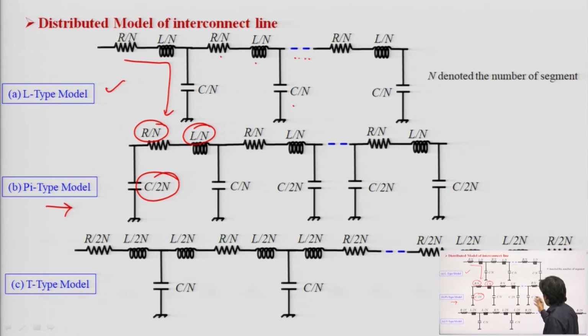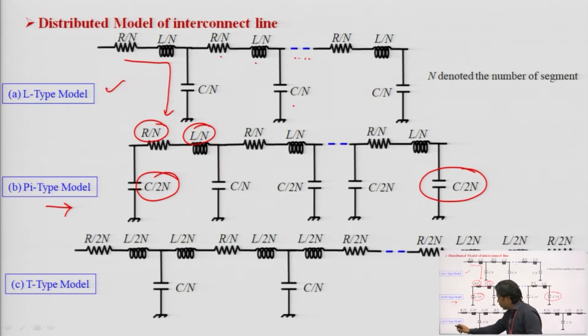Apart from that, if you take the last one and the first one, suppose you are doing it for 3 segments, then the first one and the last one will be C by 2n, and the rest of the capacitances will be only C by n. Be careful, because this is a dot dot, that is why I have assumed that this one is the last one and this one is again the start.